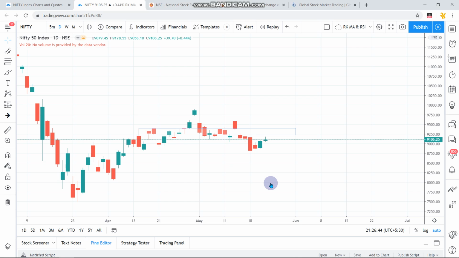Let us go to the chart of Nifty. So Nifty on a daily chart, over the last 7 or 8 trading sessions, is facing huge resistance to cross 9200. Only one day it went up, and then immediately it came down below this 9200 level. So 9200 is a very crucial rejection level for Nifty.